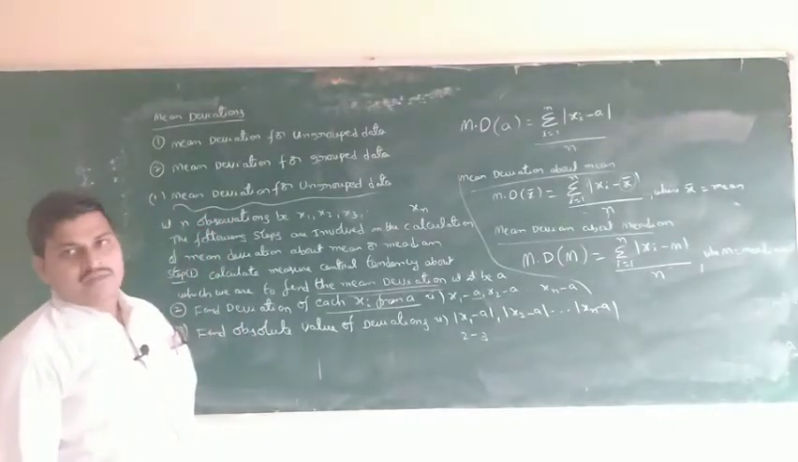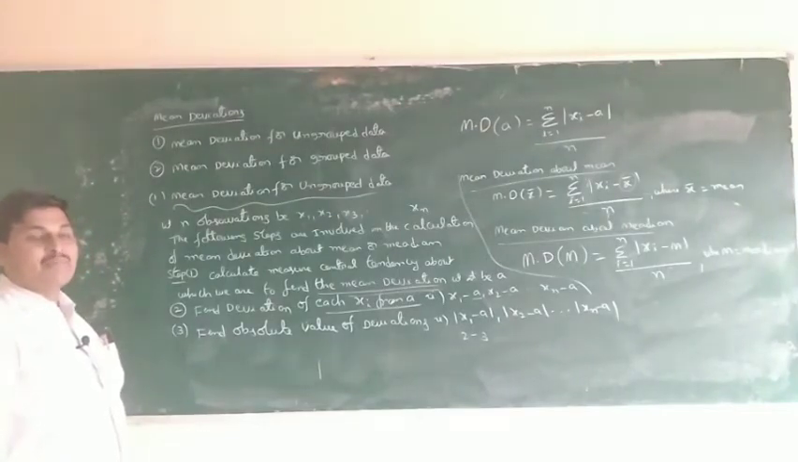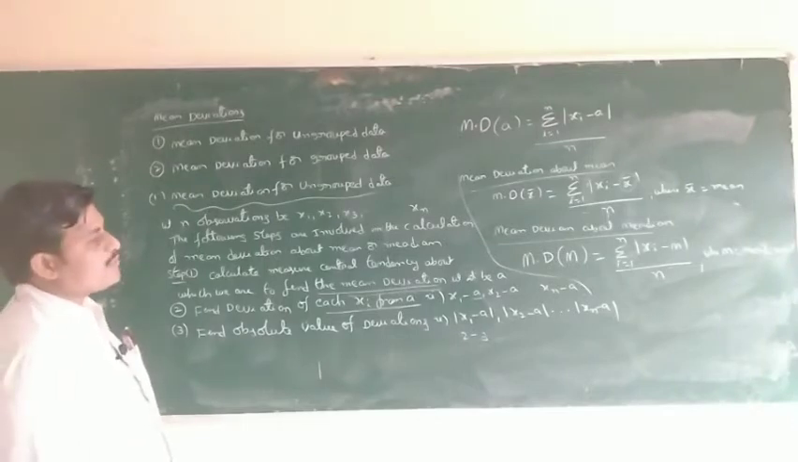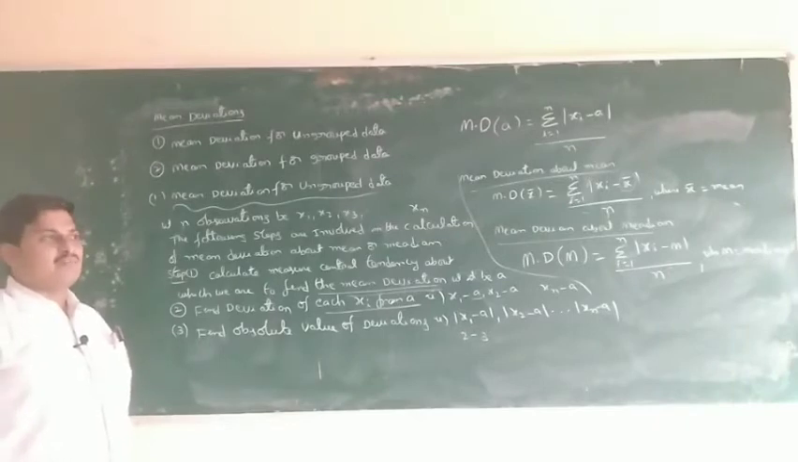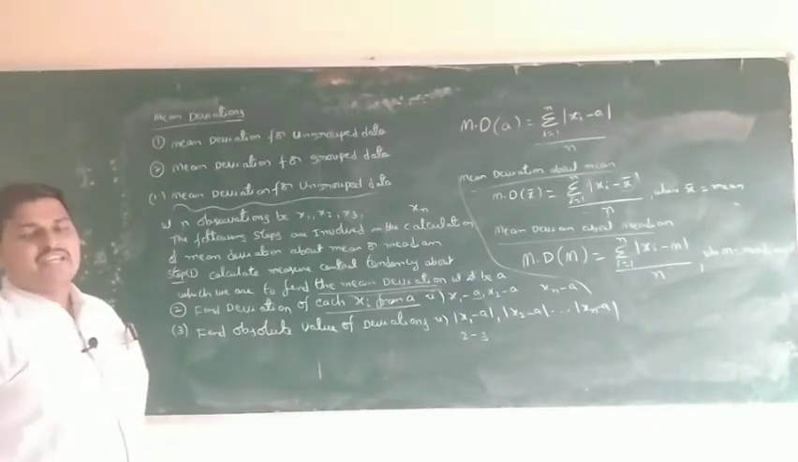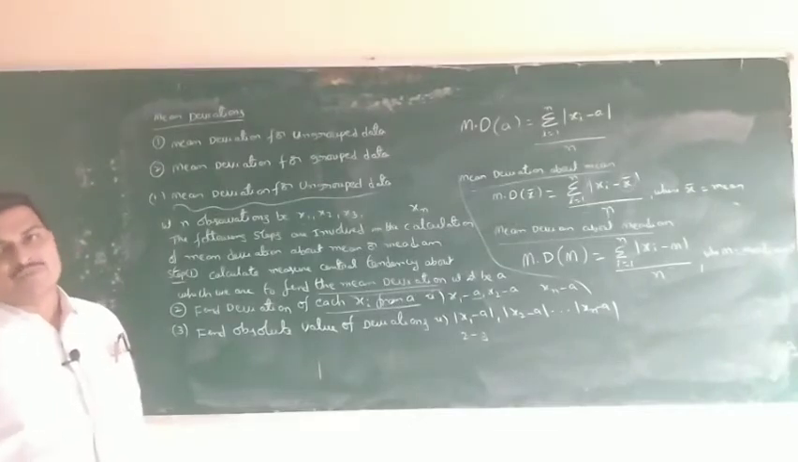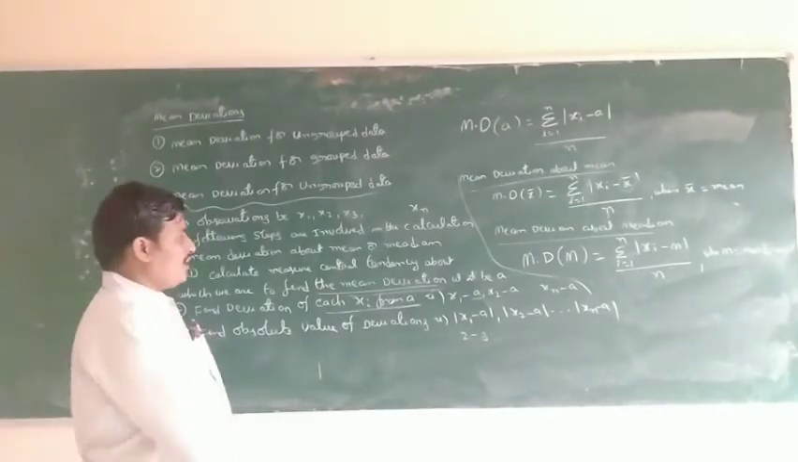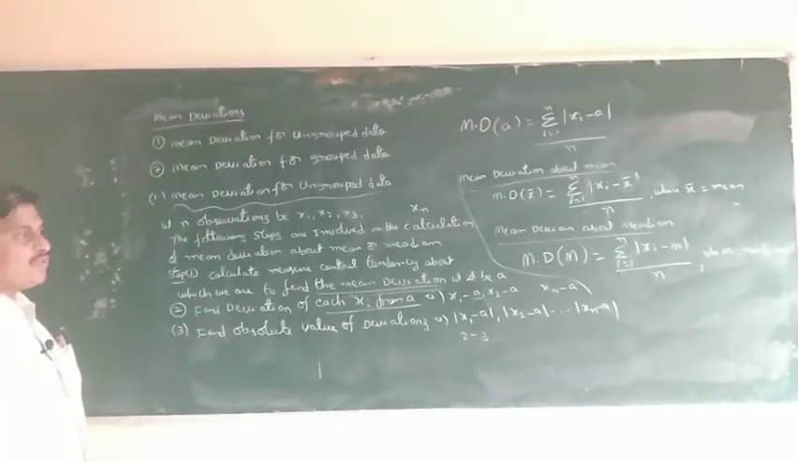If the observations are odd, which observation is the median? The (n+1)/2-th observation is the median. If the given observations are even, the median is the mean of the n/2-th observation and the (n/2 + 1)-th observation. We already discussed how to calculate the mean and the median.